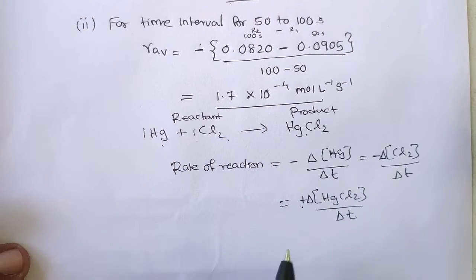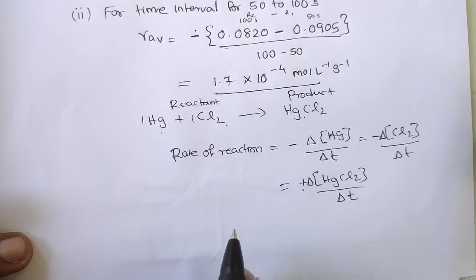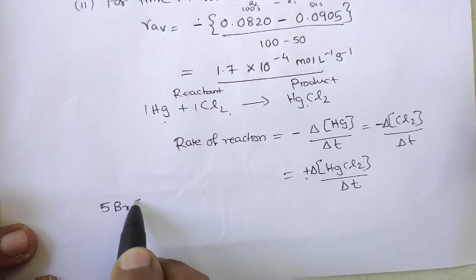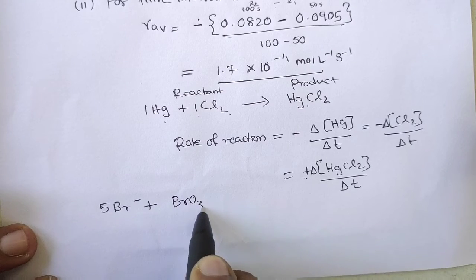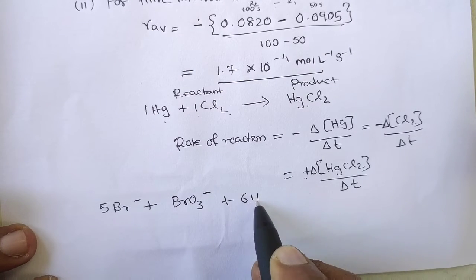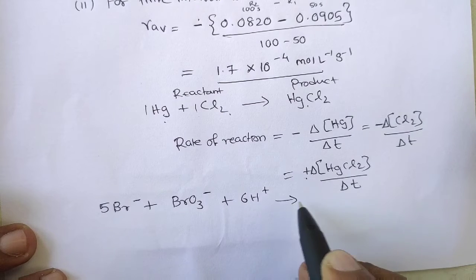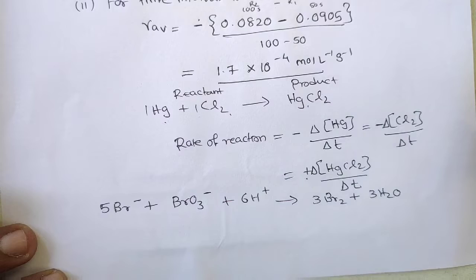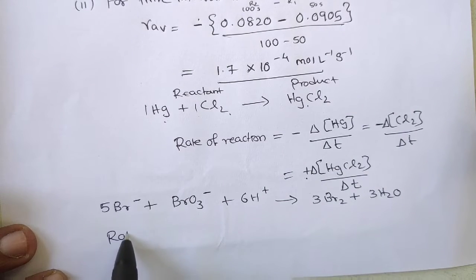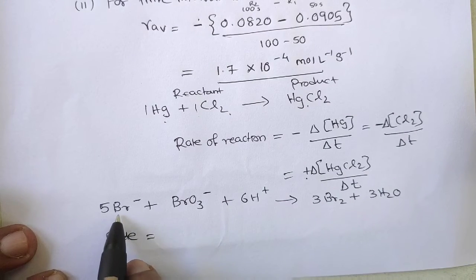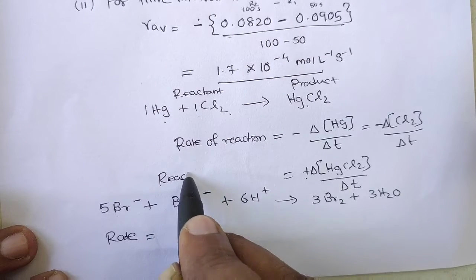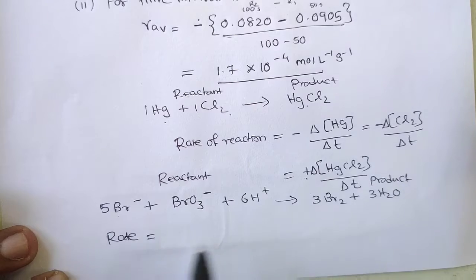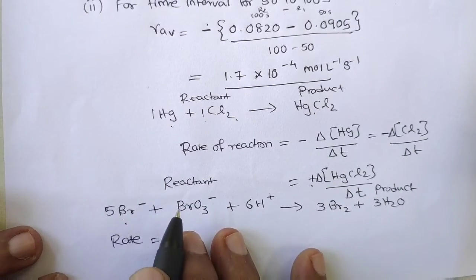Now suppose another example of this type is given, that is the reaction 5Br minus plus BrO3 minus plus 6H plus gives 3Br2 plus 3H2O, right? Okay. So now if I want to give the rate of this reaction, what will I do? First of all, this is your reactant part and this is your product part. So if I want to give the rate of this reaction, I can easily write it like this.